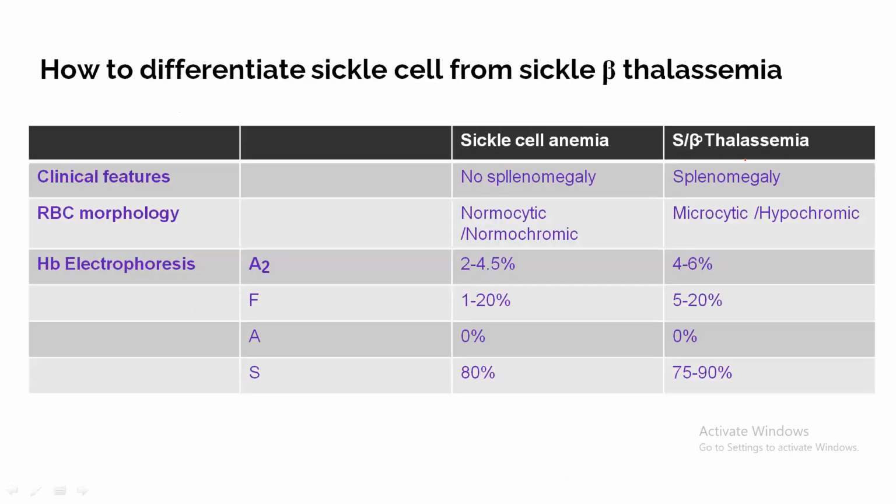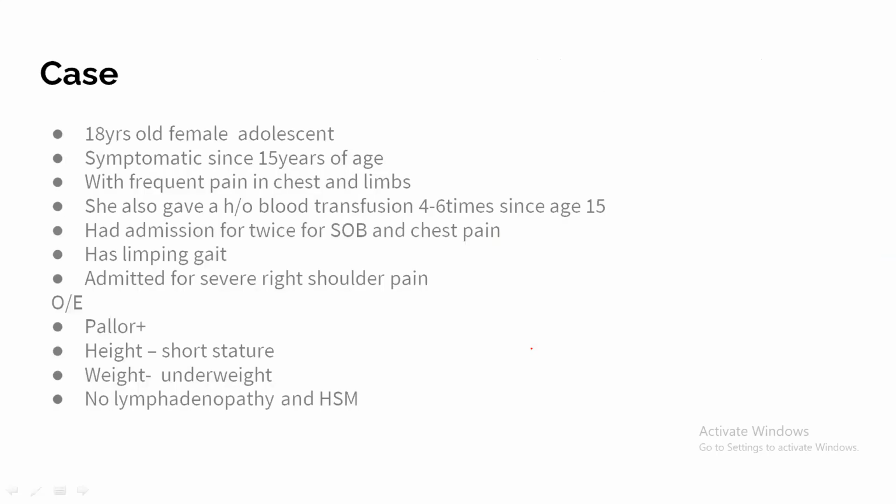So sickle cell anemia and sickle beta thalassemia, these are the various differences. Sickle cell anemia patients might not have a splenomegaly because of autosplenectomy, whereas a sickle thal will have a splenomegaly. They are normocytic, they are microcytic, and of course, if you are doing HB electrophoresis, these are the minor differences.